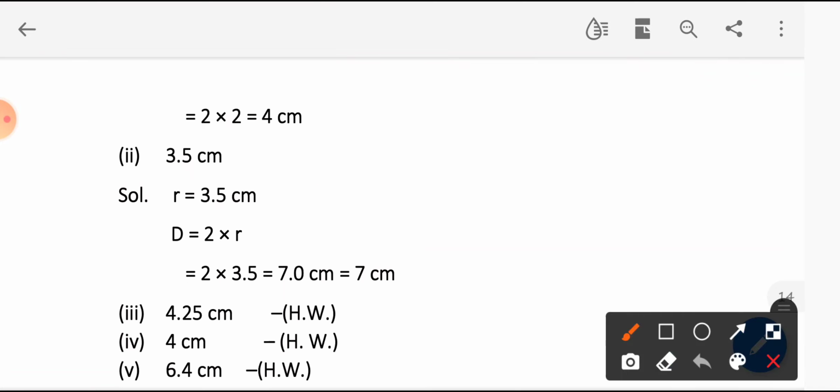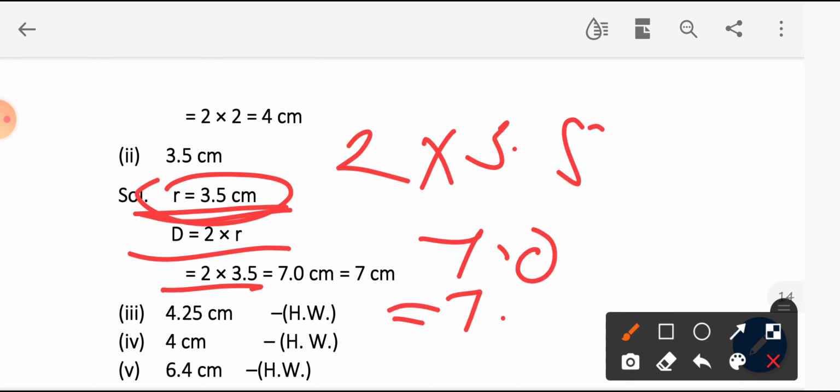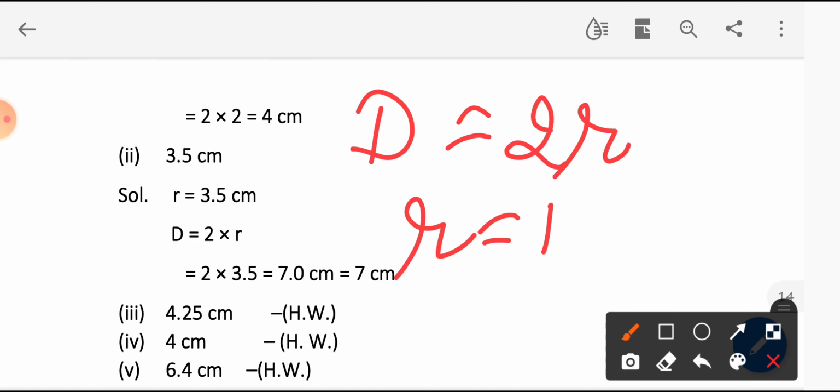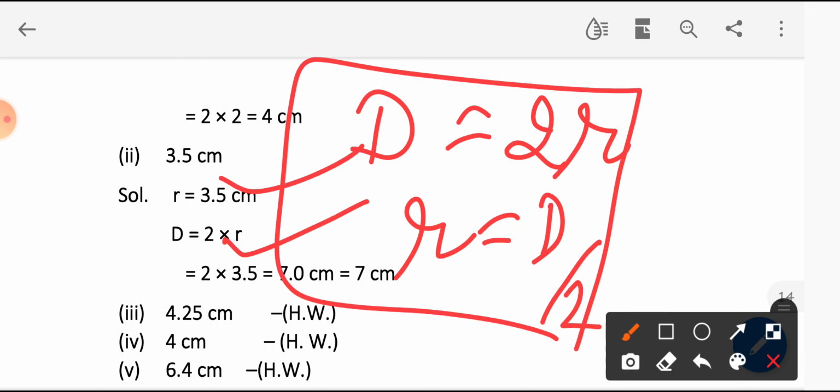See question number 2. r is given 3.5, so diameter will be 2 multiply r, 2 multiply 3.5 which is equal to 7.0, or we can write it as 7 centimeter. So what is the relation? Diameter is double of radius, or we can write that radius is half of diameter. So using this relation you have to find the value of diameter and radius in the circle.